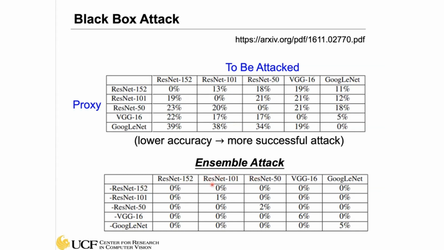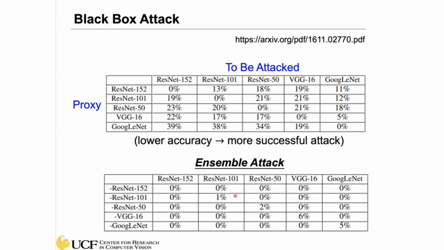So of course, if you look at the first row, if all these networks are considered in the ensemble as the proxy network to train the adversarial attack, they all have a very high, 100% success rate. Even ResNet 152 is considered a black box, because it is not considered in the proxy network. You can see it still has 0% accuracy. So in this case, this ensemble training makes the adversarial transferability improve a lot.